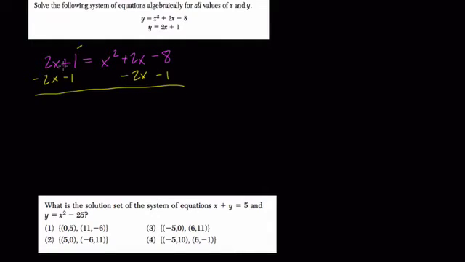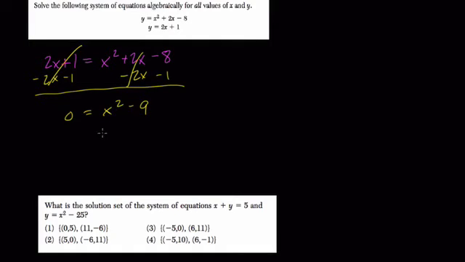Okay, they want to find when these two functions meet. They want us to solve it algebraically. So when does 2x plus 1 equal x squared plus 2x minus 8? So get everything to one side. Subtract 2x, subtract 1, and this is 0, equals x squared, negative 8 minus 1 is negative 9, right? This cancels out.